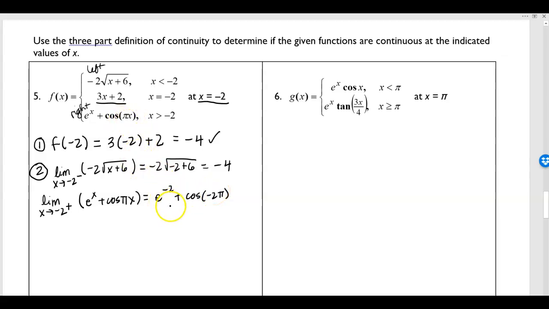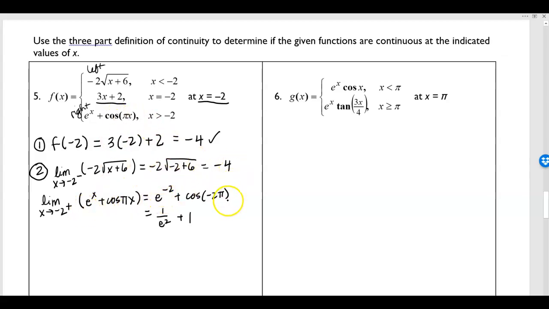Now let's try to simplify this a little bit. E to the negative second means 1 over e squared. Cosine of negative 2 pi is equal to cosine of 0, which is just 1. Now, I'm not sure offhand what 1 over e squared is, but I do know it would be some decimal value. If I add 1 to it, it's definitely not going to be negative 4. So I don't even have to plug this into my calculator and get an exact answer because I know it's not equal to negative 4.